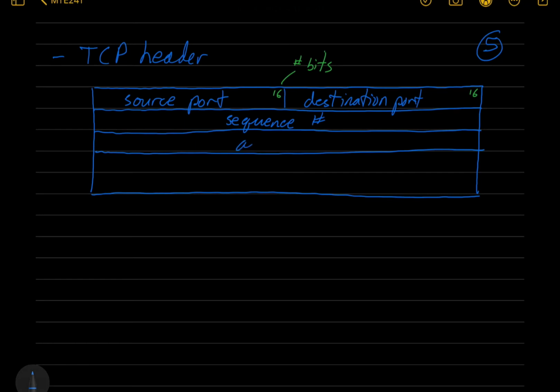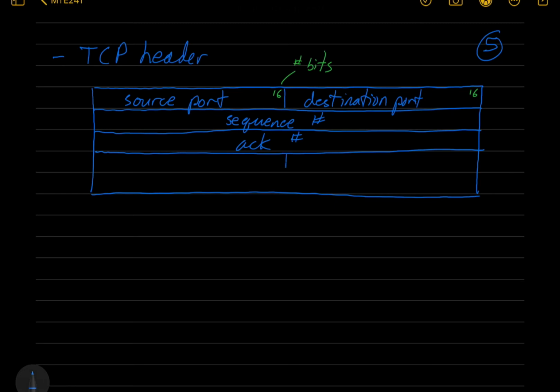And acknowledgement numbers are used to acknowledge previous segments that have been received, and the acknowledgement number actually indicates where in the byte stream it has received up to.